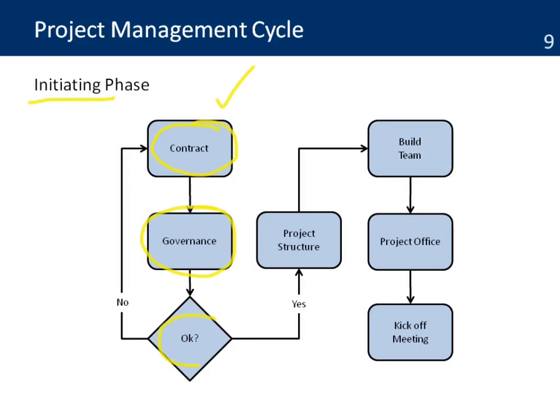When that governance is approved, then the project manager starts defining the project structure, trying to get an idea of and organizing the project. Then he starts building the team, making sure that he gets all the right people with the right skills to manage the project. Then he goes into the project office, practically organizing the space, the materials, the computers, the offices, the logistics of the structure that's going to be supporting the project.